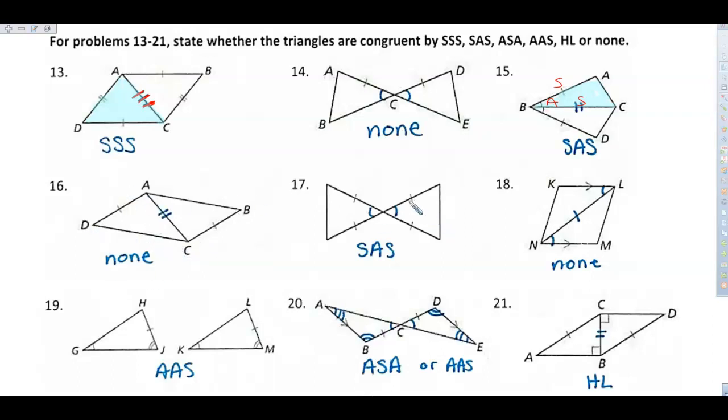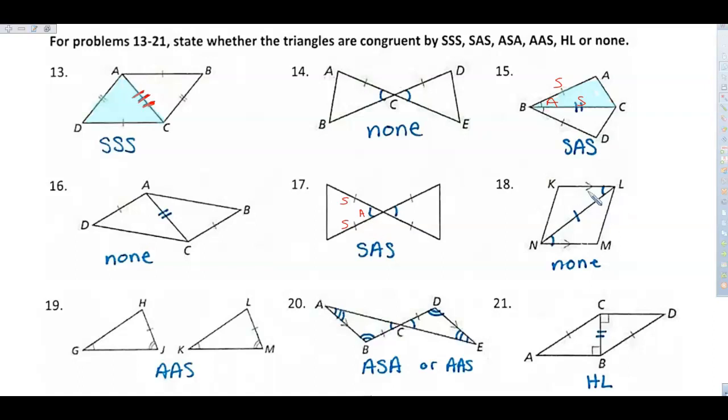All right, number 17. All four of these sides are marked congruent, and I can mark my vertical angles congruent. So again, if I'm looking at just one triangle, I have a side, an angle, and a side. The angle is between the two sides. I have that angle where the two sides meet, so it is side, angle, side.